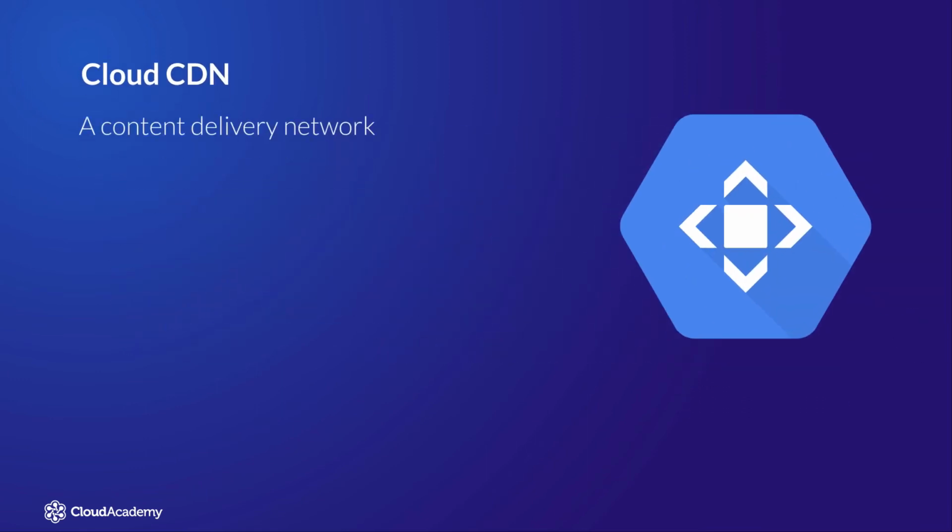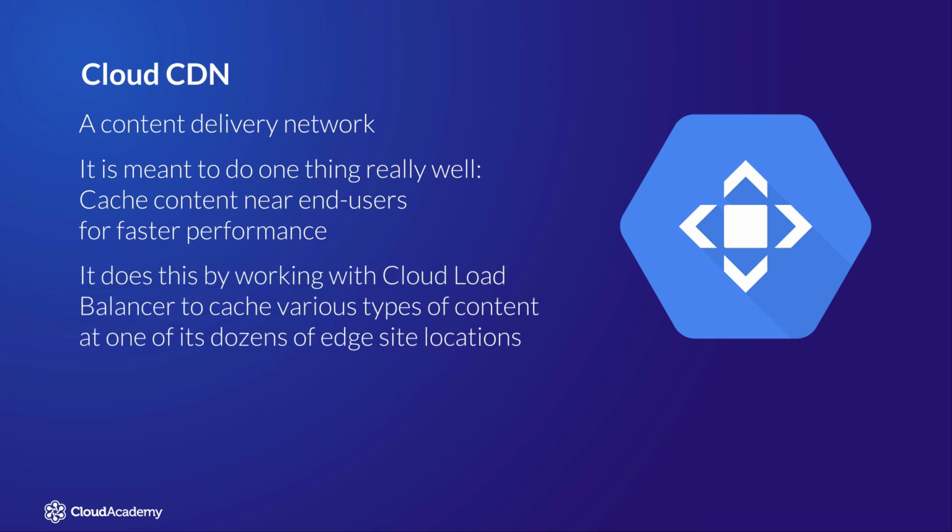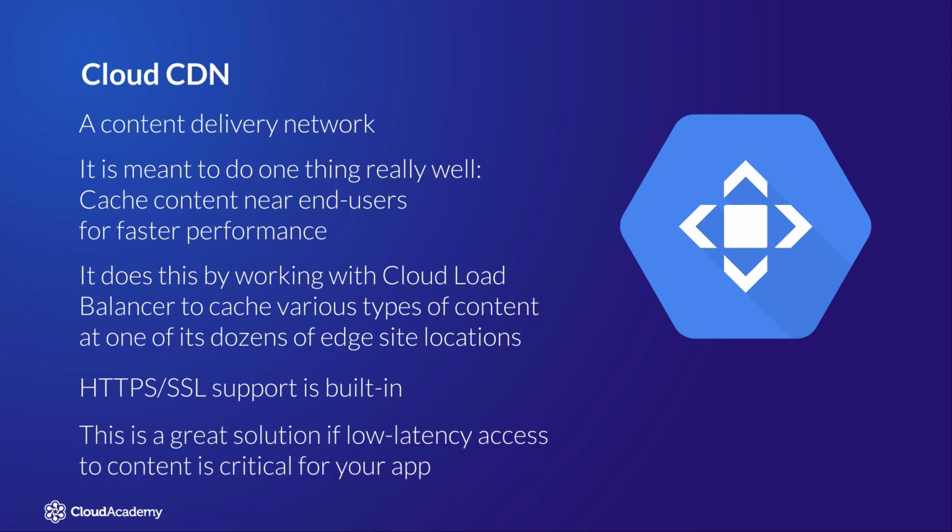Now, Cloud CDN is a content delivery network, which maybe you guessed if you know the acronym CDN. It's meant to do one thing really well: cache content near your end users for faster performance. It does this by working with Cloud Load Balancer to cache various types of content: images, video, text, any sort of media at one of its dozens of edge site locations. HTTPS SSL support is built in, so you don't need to worry about performance overhead from encrypted traffic. This is a really great solution if low latency access to content is a critical requirement for your app, given the number of edge site locations they have around the globe.